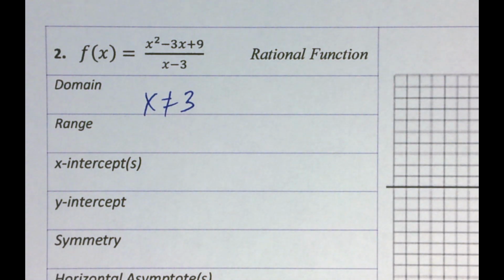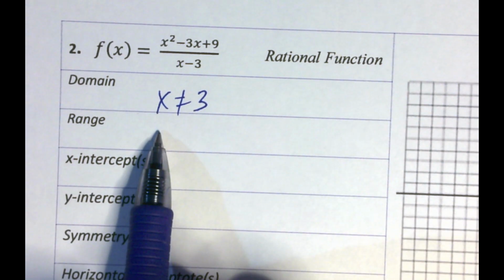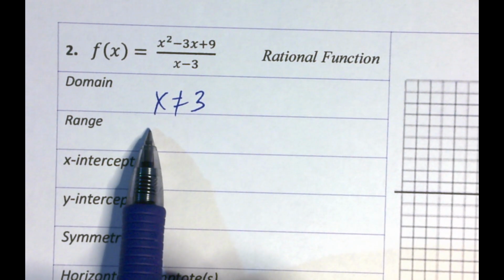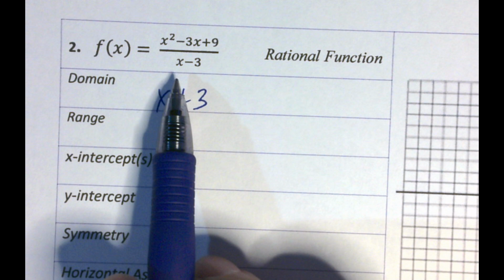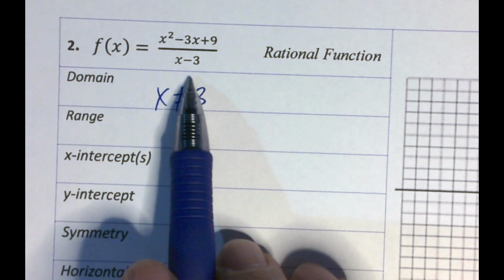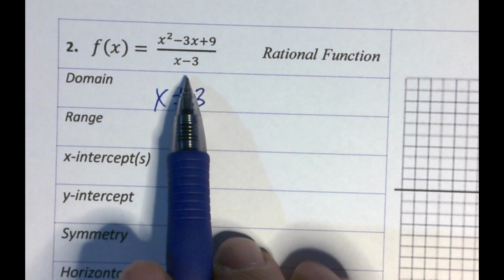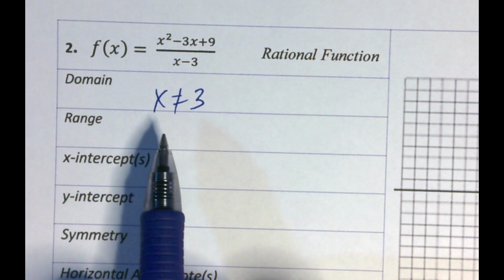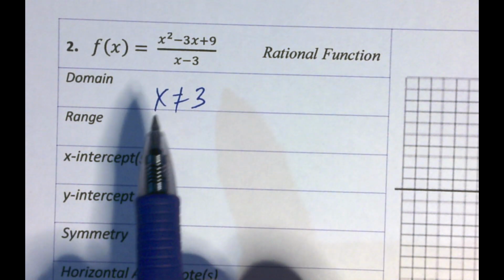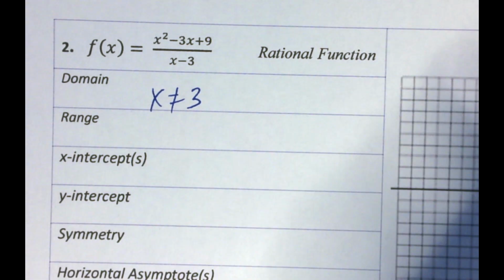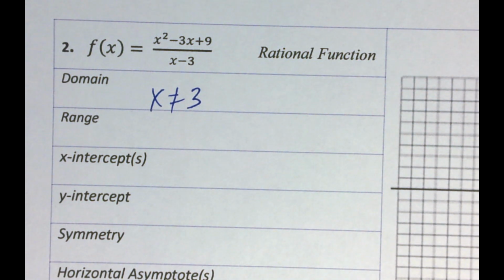Alright, so we start with the domain. It's easier to say what is not in the domain. You have a fraction, you just only want the denominator equal 0. And here, x equals 3 will make the denominator equal 0, so we don't want it in the domain. So it's everything except 3. Alright, range, we're going to do last, so don't worry about that.